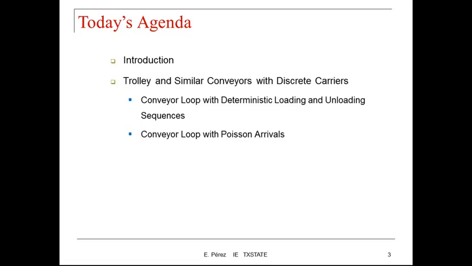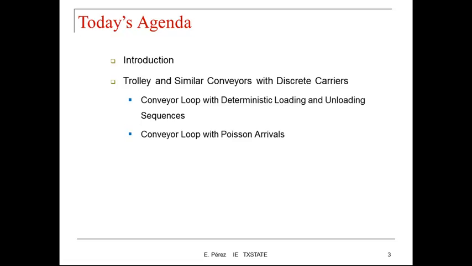And as I mentioned in the first slide, this is part 2 of our lecture, so we already covered the first bullet in blue, the conveyor loop with deterministic loading and unloading sequences. We had a lab on Wednesday in which you practiced how to design a conveyor and determine the capacity of a car for a conveyor that is unidirectional in a loop.